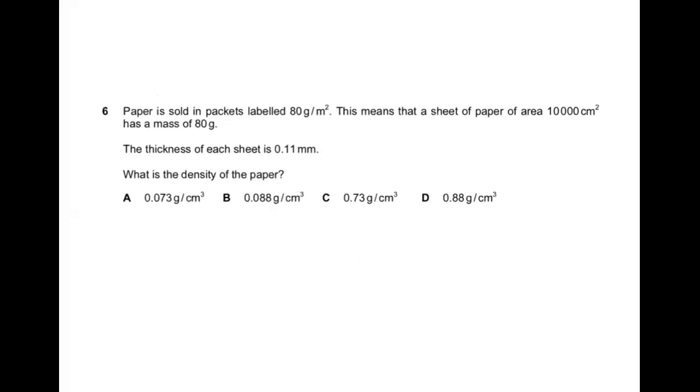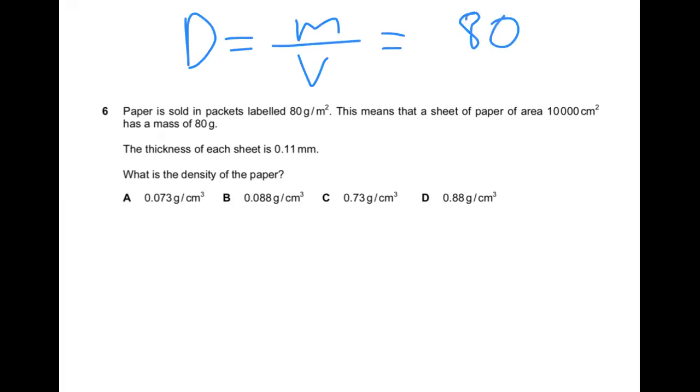Paper is sold in packets labeled 80 gram per meter square. This means that a sheet of paper of area 10,000 centimeters square has a mass of 80 gram. The thickness of each sheet is given, and we have to find the density of the paper. For density, we need mass and volume. The mass is 80 grams. Now we need the volume.